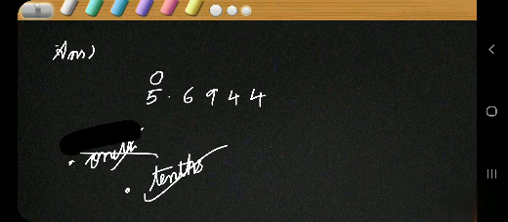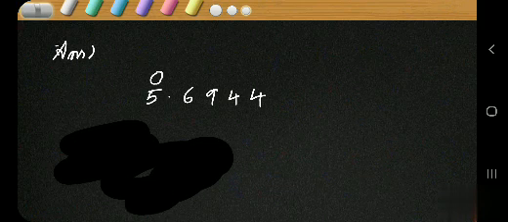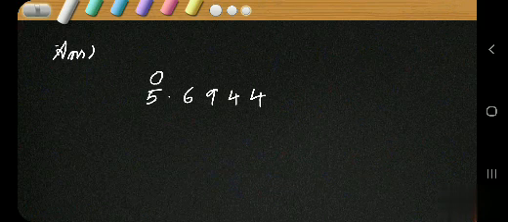So 6 is in which place? Yes, 6 is in 10th place. It is denoted by the symbol T, isn't it? 9 is in which place? Yes, hundreds, small letter H. 4 is in which place? Yes, thousands, TH, small letter. And another 4 is in which place? 10,000s. TTH, small letter. Okay.